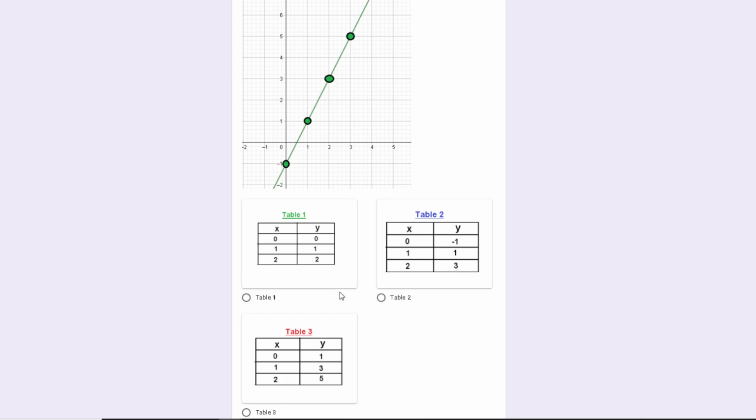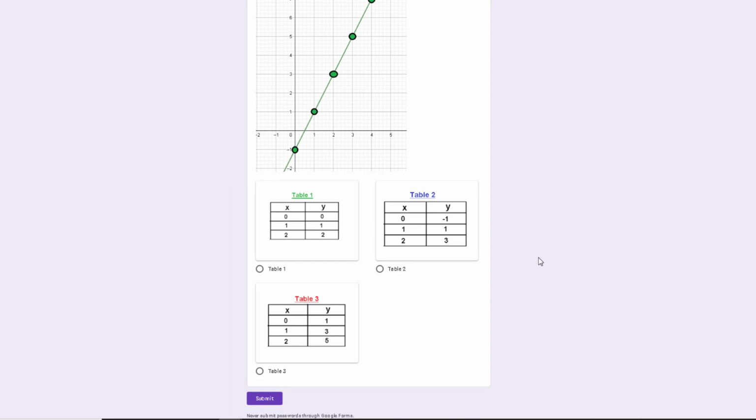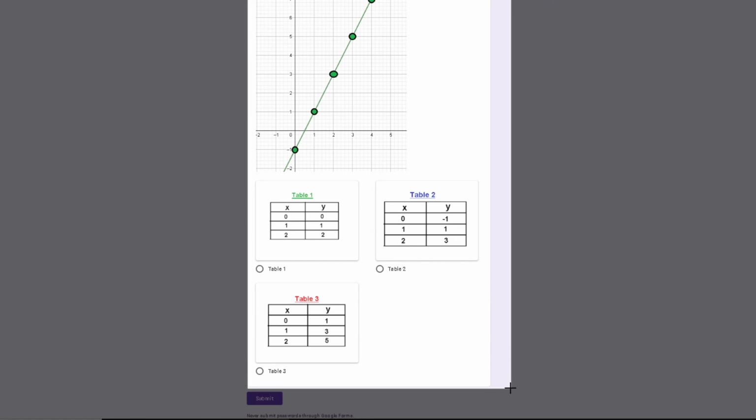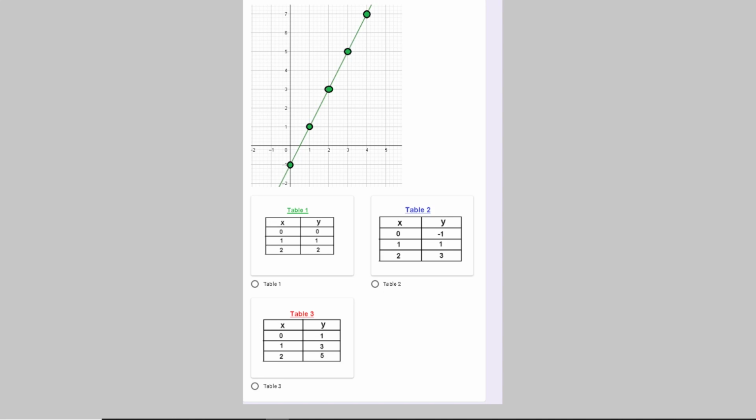Alright, so last but not least, we have this question here. Which table could match the graph below? So remember, tables give us a bunch of coordinates. So we need to see, are these coordinates on this graph? Let's look at this first row here. When x is 0, y is 0. So this means that 0, 0 should be on the graph if this works.